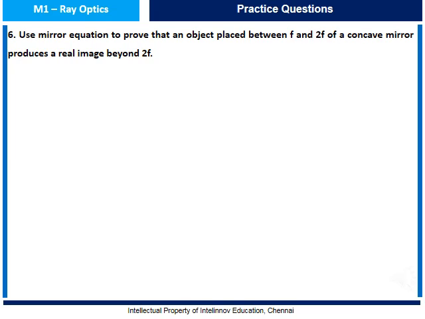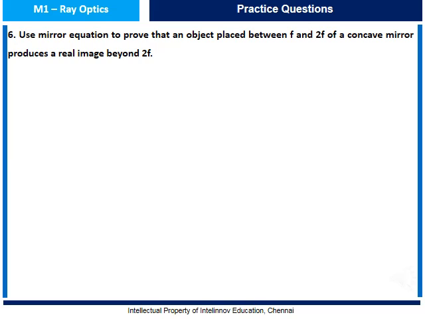Question number 6. Use mirror equation to prove that an object between f and 2f of a concave mirror produces a real image beyond 2f. That is, an object placed between the focus and the center of curvature forms a real image beyond the center of curvature.